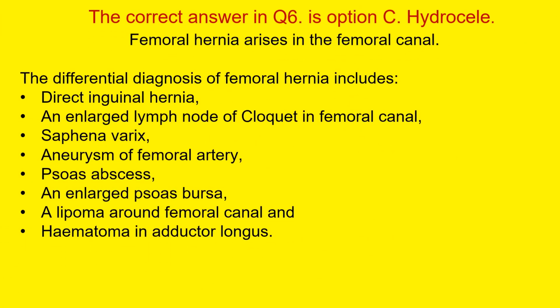A femoral hernia arises in the femoral canal. The differential diagnosis of femoral hernia includes direct inguinal hernia, an enlarged lymph node of Cloquet in the femoral canal, saphenous varix, aneurysm of the femoral artery, psoas abscess, an enlarged psoas bursa, a lipoma around the femoral canal, and hematoma in adductor longus. An enlarged gland of Cloquet within the femoral canal simulates exactly an irreducible femoral hernia.